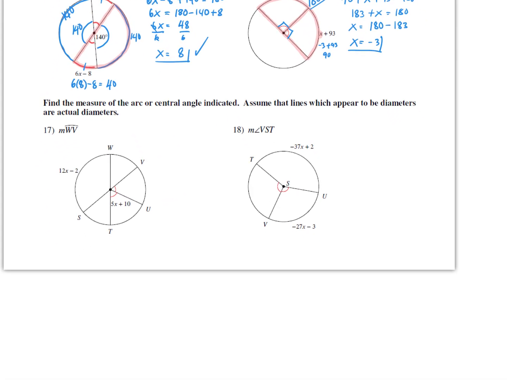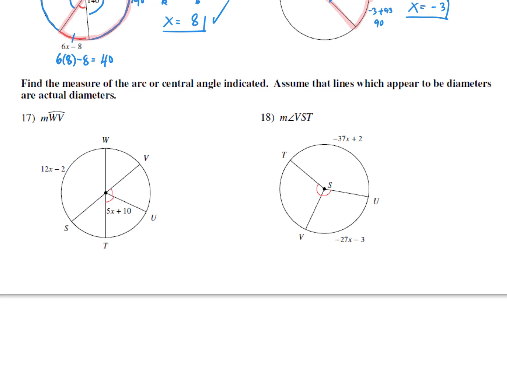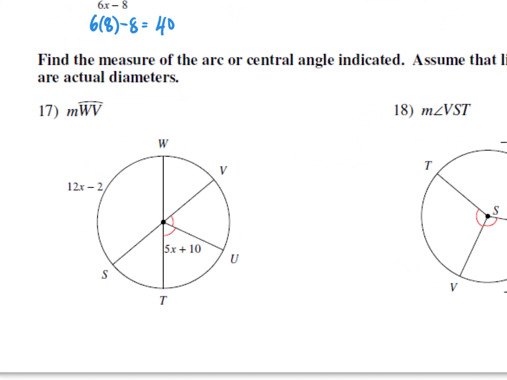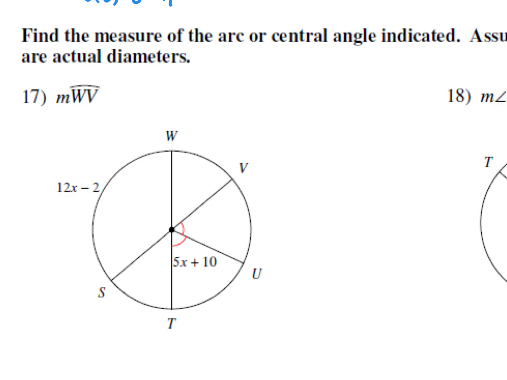Okay, next, let's find the measure of the arc or central angle indicated. Assume that lines which appear to be diameters are actual diameters. Okay, number 17, let's look at this one. We are asked to find the measurement of arc WV. I guess this is quite easy. What I can see here is that line segment SV is a diameter.